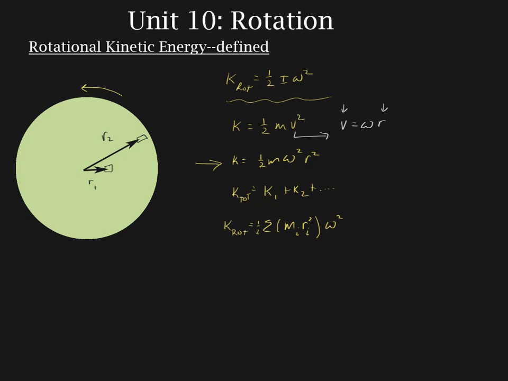So by chunking this out, I put the parentheses around this m_i r_i squared. This is a special term, and that is basically how we define the moment of inertia. For the moment of inertia, we use the capital letter I. So I is defined by the sum of m_i r_i squared.